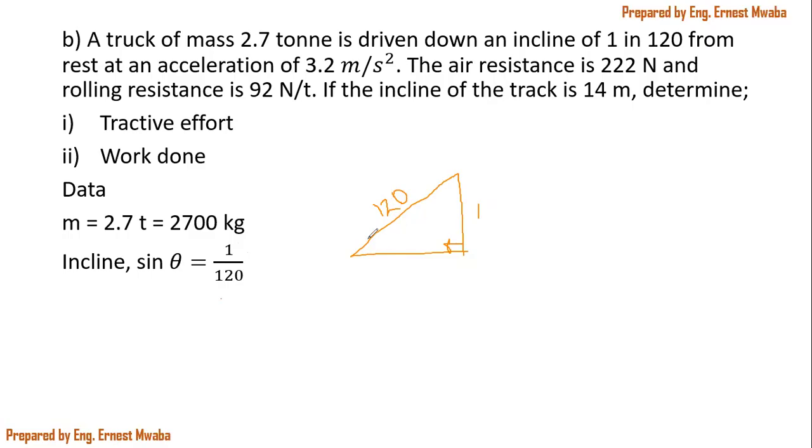Now, mathematically, when we go back to trigonometry, this angle here, given this information, we already have the opposite, and this is the hypotenuse. So the ratio between this and that is the one we call sine theta. So that's our sine theta. Hence, we've written here sine theta is equal to 1 over 120.